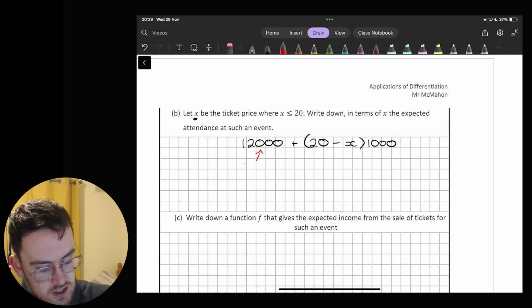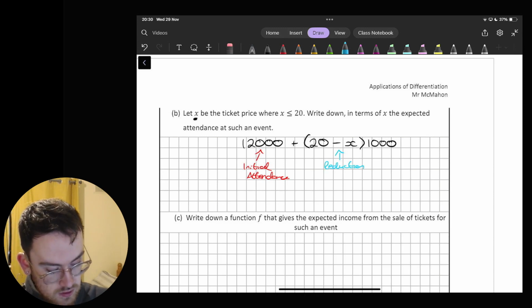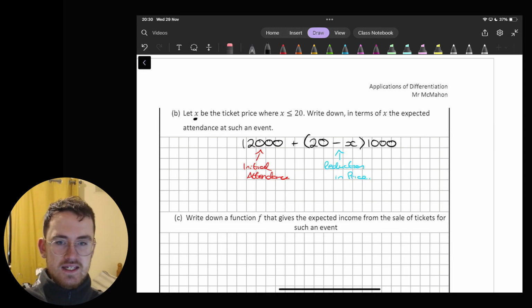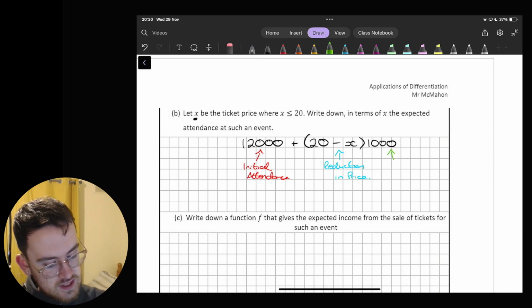So this is my initial attendance, or the original attendance, if you like. This middle part here is accounting for the reduction in price. So if the price is 19, then 20 minus 19 gives me a value of 1, and I'm adding on an additional 1,000 people. So that's like my additional people.